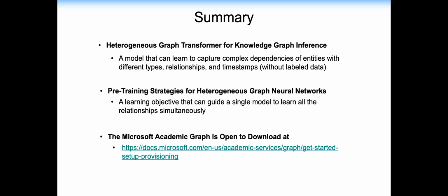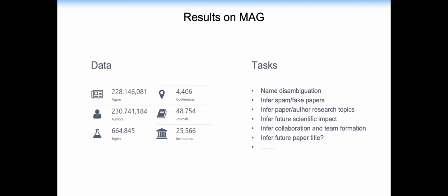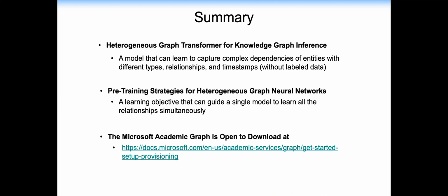Okay, so in summary, again, we showed how the heterogeneous graph transformer and its pre-training strategies can help us understand the different relationships in knowledge graphs, particularly in the academic knowledge graph. And also, I want to show that the Microsoft Academic Graph, with hundreds, 200 million publications, and all those entities, relationships, time information, and abstract information, is completely open and free to download and use for academic purposes.